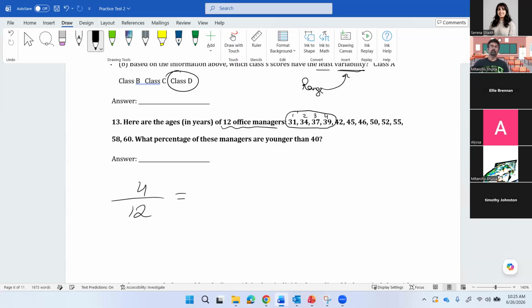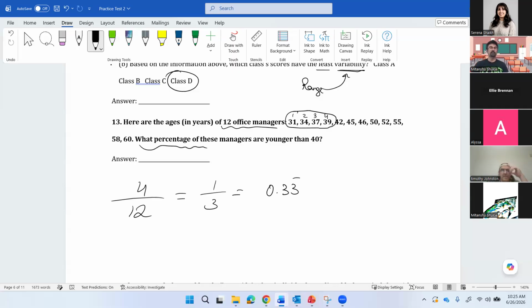So that is one third, which is 0.33 repeating, which is what as a percentage? They're saying what percentage? How do I turn a decimal into a percentage? I multiply by 100. So it should give me 33.3%. Okay. Any questions about how I did that problem? Comments, concerns?